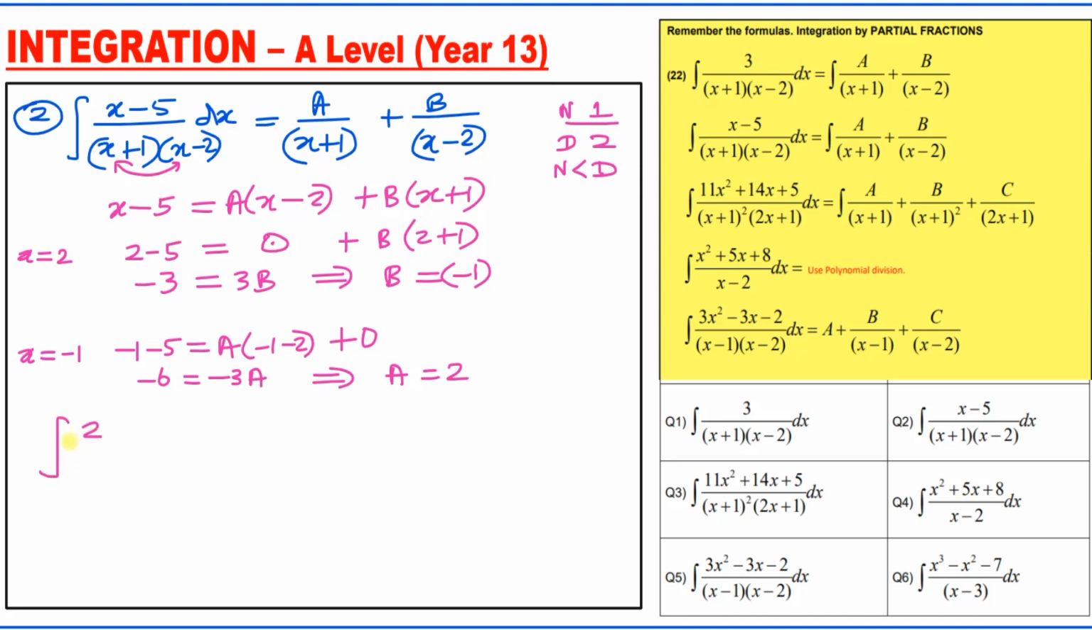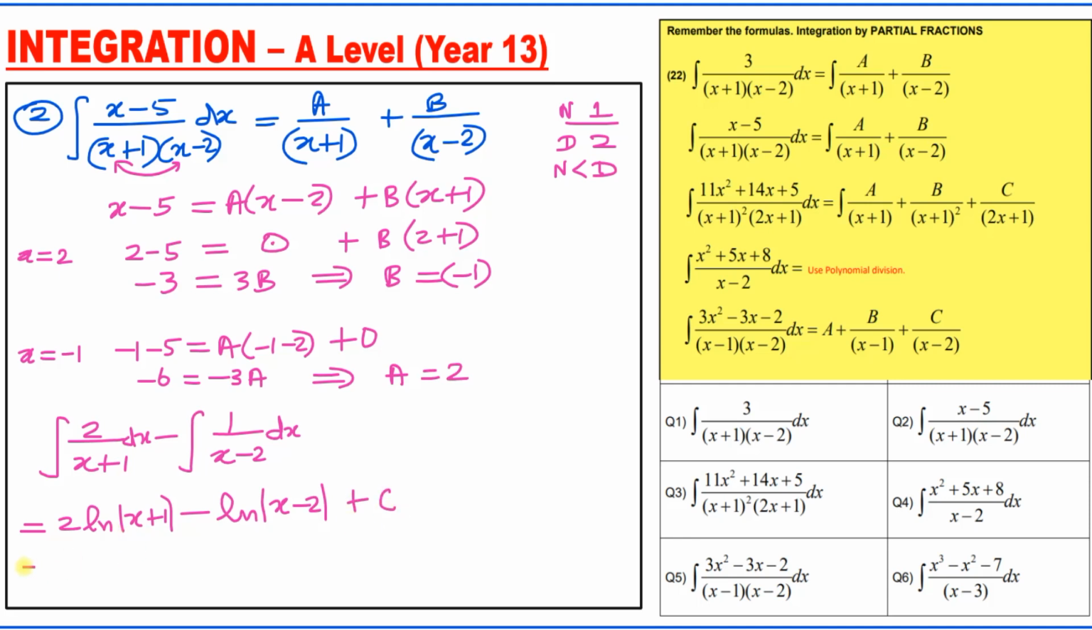Integrating a, which is 2 over x plus 1, plus b, which is minus 1. So I just take that plus away: minus the integral of 1 over x minus 2. Both of them are dx. So when integrating, we get 2 ln|x plus 1| minus ln|x minus 2| plus c.